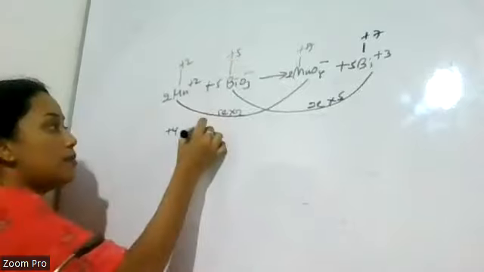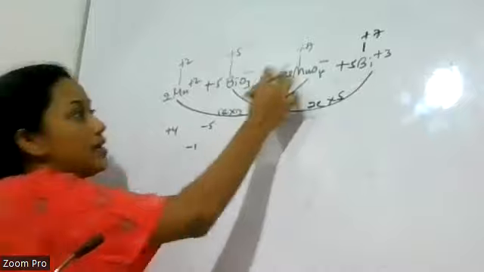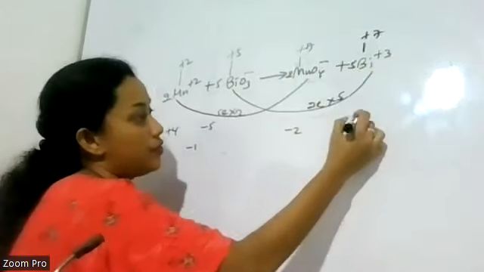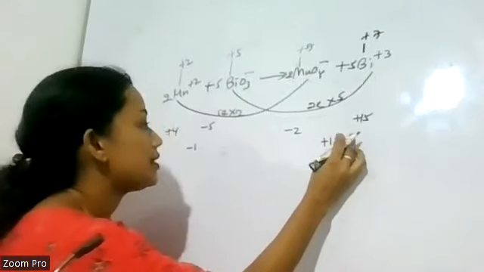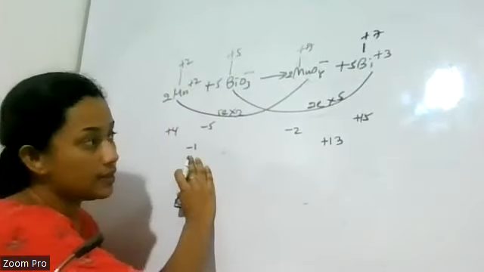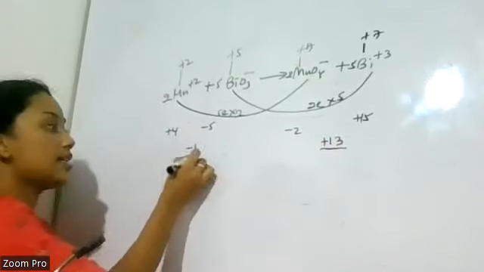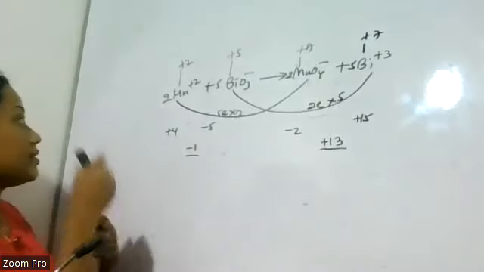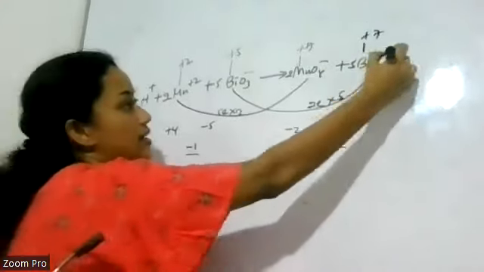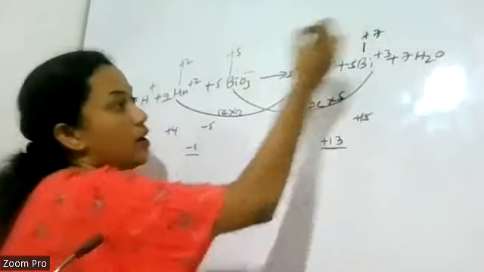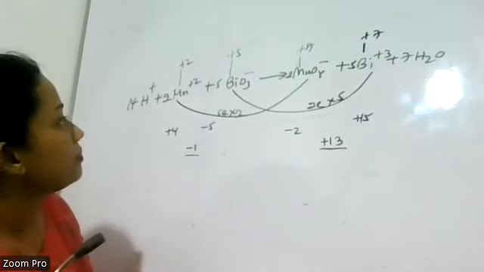Here minus 5, that means minus 1 remains. Minus 2 and plus 15, that means plus 13. Plus 13 on one side, minus 1 on the other. We have to add plus 14 to this side as H plus, and here 7H2O. Now we have balanced our equation.